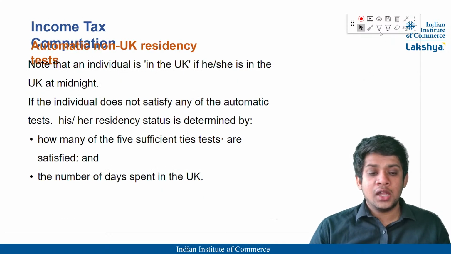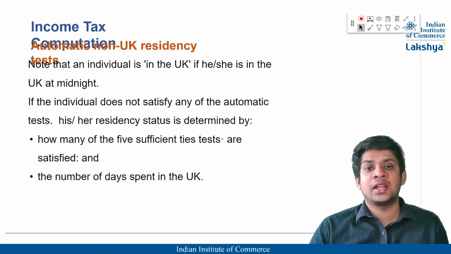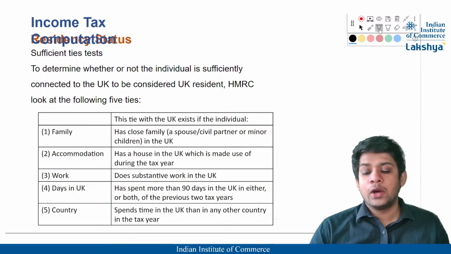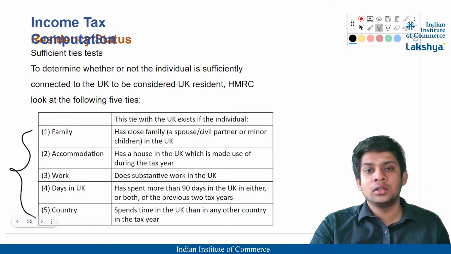Okay. Now, if none of the automatic tests are met, like he cannot be determined automatically a non-UK resident, neither can he be determined automatically a UK resident, then in such a case, we will jump to the ties. Now, what do the ties say? There are five ties, out of which some of them should be met, depending on, I'll show you what it depends on. Okay, so let us look at these five ties first.